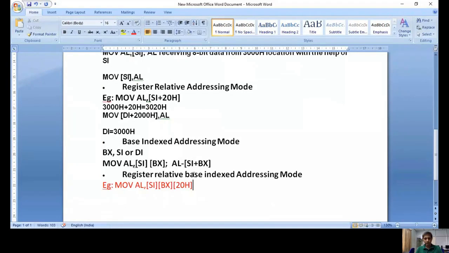So these three must be present either on the source operand side or the destination operand side. We can write it in reverse also, on the destination operand side. Like that, we have addressing modes.